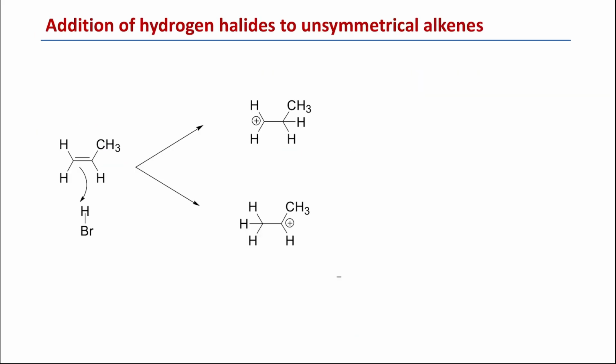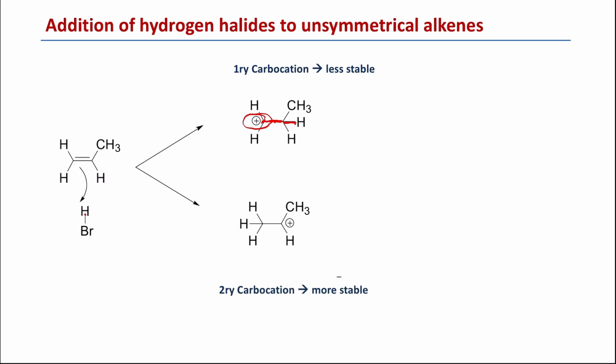So let's go back to our reaction, the reaction between propene and hydrogen bromide. The first step will lead to formation of two different carbocations. The first one: if the hydrogen adds to carbon number 2, that will give us a primary carbocation, because this carbon with a positive charge is only attached to one carbon atom. The primary carbocation is the less stable one.